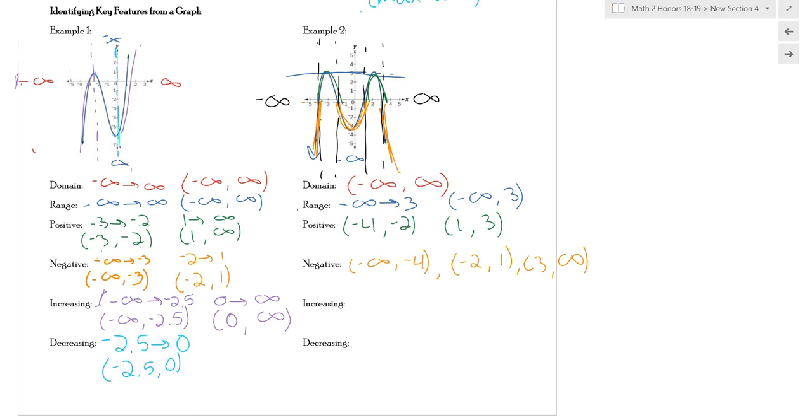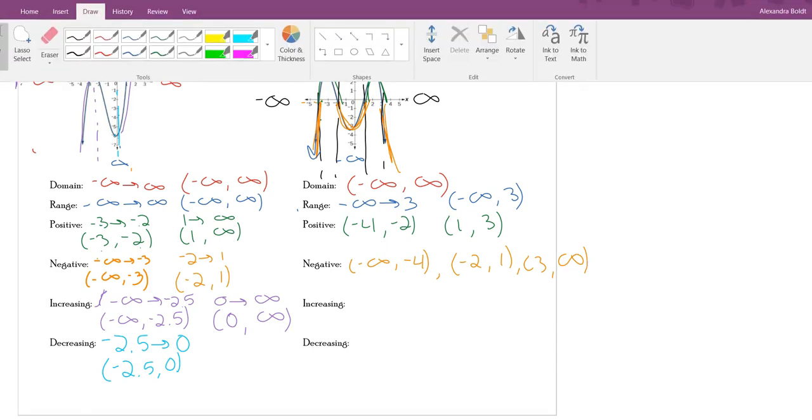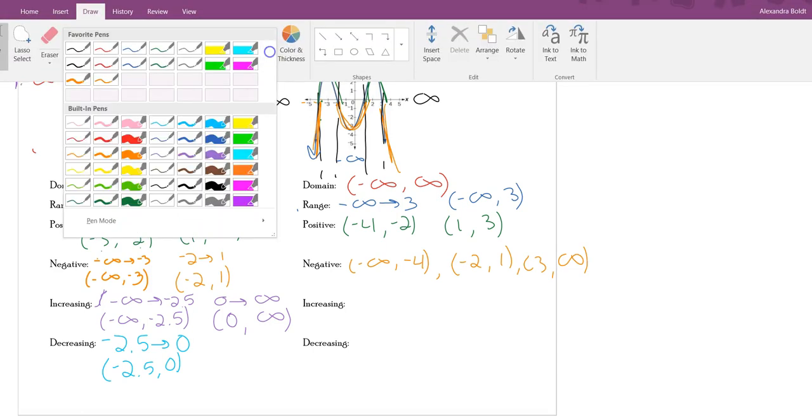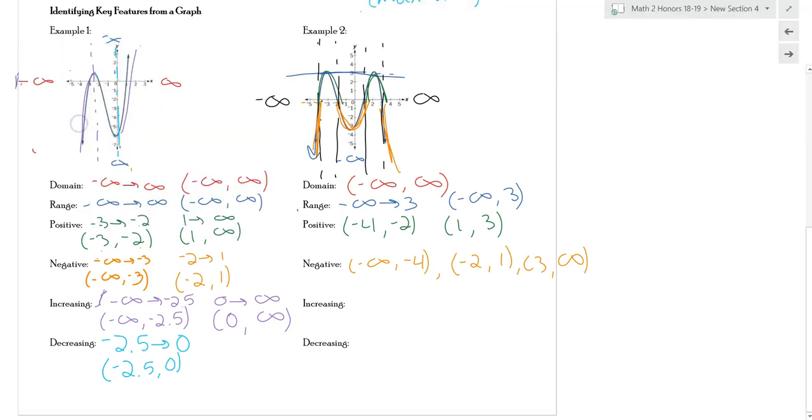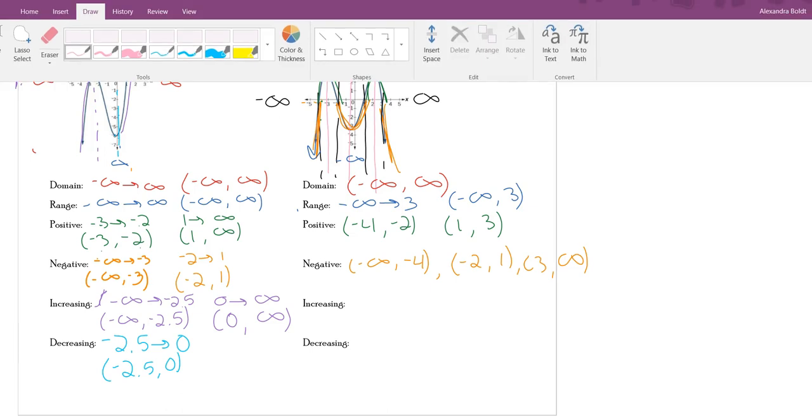Now that we've seen a problem, I'm going to try and keep all the other work up there so that we kind of get used to doing all of this at the same time. So our increasing and decreasing, let's draw pink lines through our maxes and mins. So here's a max, here's a min, here's a max. Okay? So we're going to start from left to right.